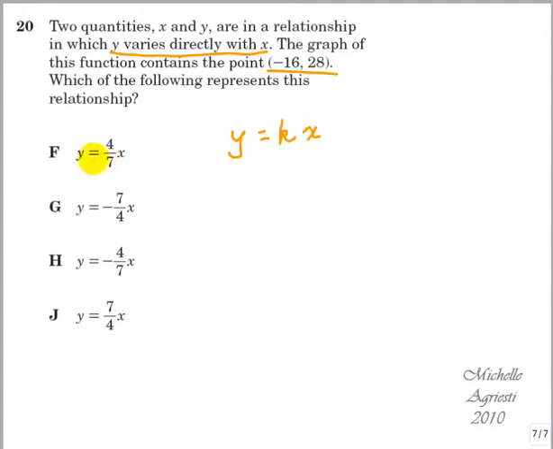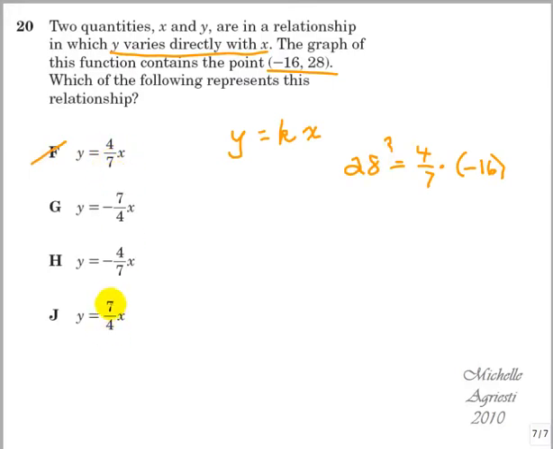So I'm going to just plug in x and y on each equation and see if it works. So for the first one, y is 28. Is that equal to 4/7 times -16? And right away I know that it is not, because on the right hand side we get a negative number, and on the left hand side we get a positive, and a negative is not the same as a positive. So F is not the answer.